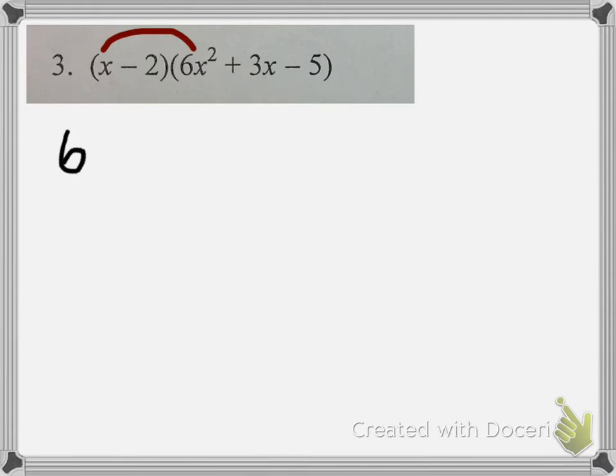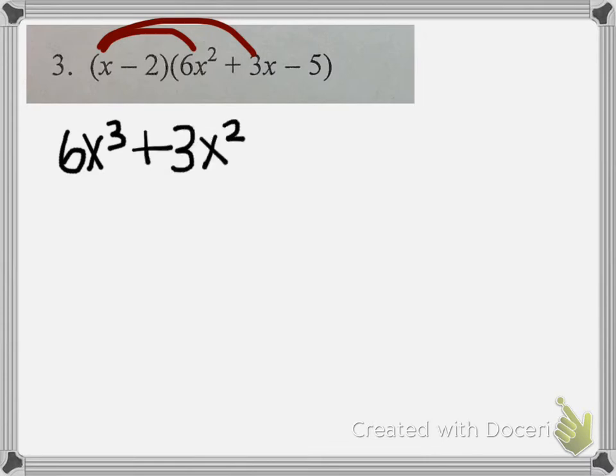We'll take the first one times the first one, so 6x to the third. If you remember with your properties of exponents, x to the first times x squared tells you just add the exponent, so you get x to the third. Then the next one is going to be x times 3x, which gives you positive 3x squared. Then we do x times -5, which is -5x.